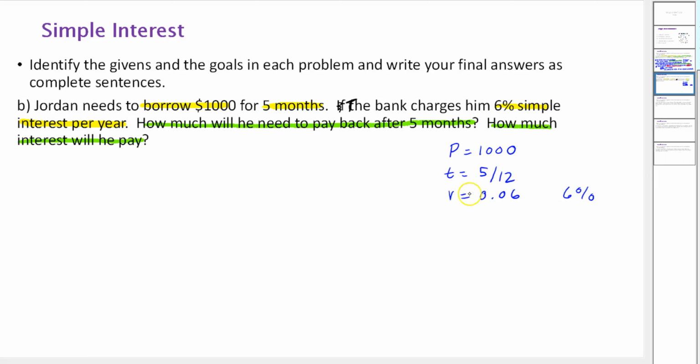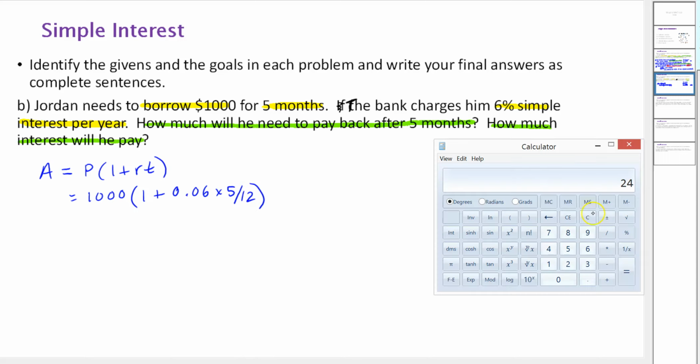So that's our given information. Now let's see what we have to find. How much will he need to pay back after 5 months? Well, that's the end amount, A, and that equals P. The formula is P times 1 plus RT. So let's put in our known values. So 1,000 times 1 plus 0.06 times, you could think of the fraction as 5/12, or you could just type this in as 5 divided by 12, which is what we're going to do.